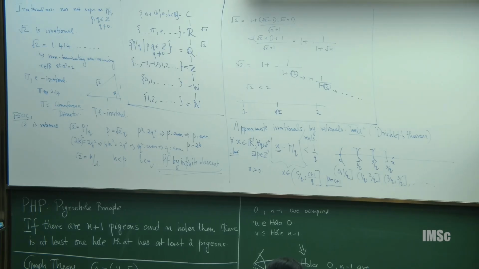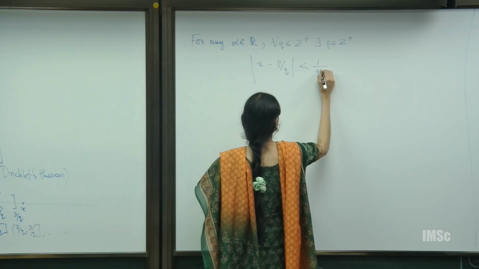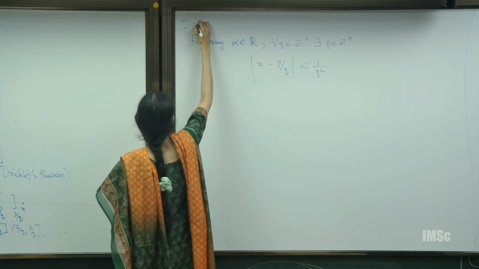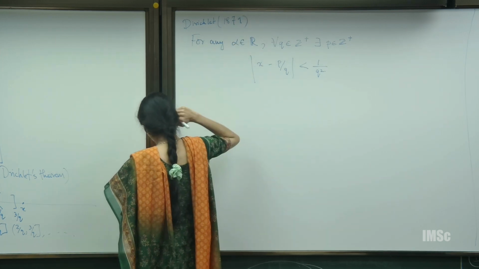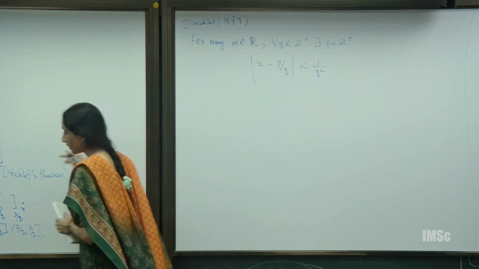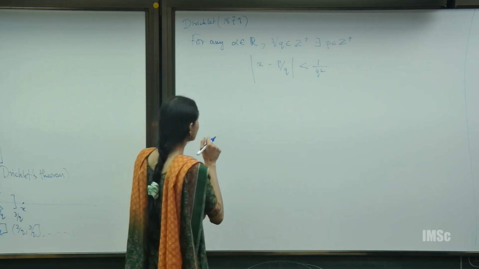For any positive real number, and for all Q, there is an approximation. So I have improved this 1 by Q to 1 by Q square. Take alpha in R.